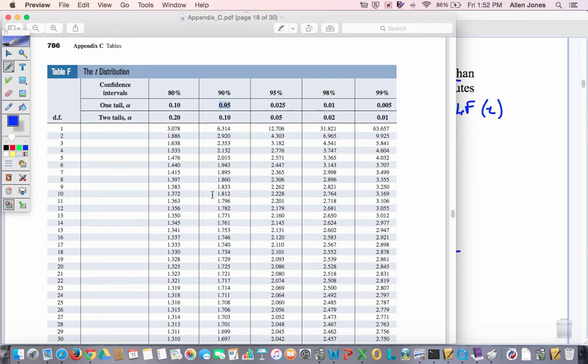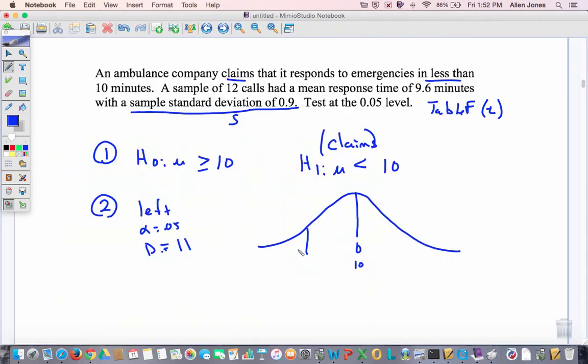So we'll go to our table. Alpha is 0.05. It's a one-tailed test. 11 degrees of freedom. We have a 1.796. We're on the left-hand side, so once again our critical value is negative. So negative 1.796 goes there.